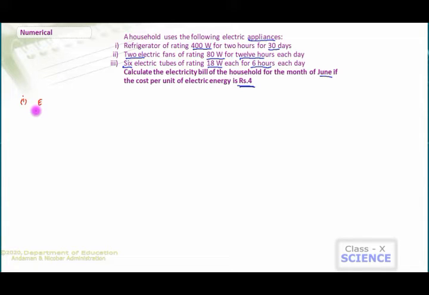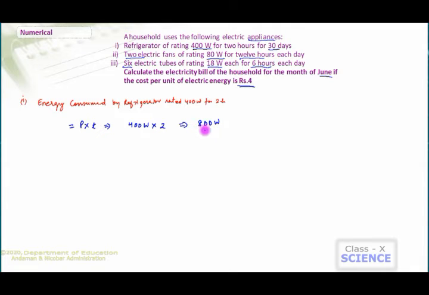Firstly we will find energy consumed by refrigerator of rating 400 watt for 2 hours each day. So the energy consumption will be power into T. So we know that power rating is 400 watt multiplied by time is 2 hours. So 30 we have to multiply. First we find for each day, then we can find for 30 days together, right? So here we will get 2 4s are 8. So here 800 watt, right?